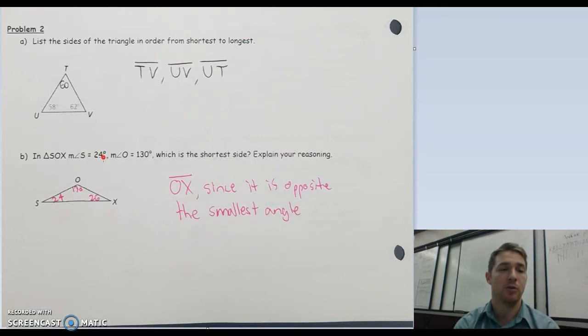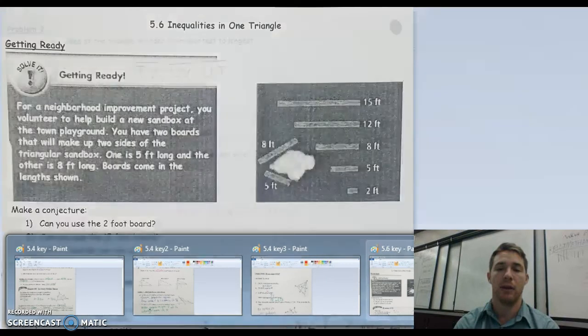If I try that again, same idea. If I'm given two to start with, 24 and 130, I do want to find angle x just to be sure. I want to subtract 180 minus 130 and also minus 24. That leaves us that x should be 26 degrees to finish that triangle. Now if I'm looking for my shortest side, that was important, since the 26 is bigger than 24, for my shortest side I want to look opposite the 24, and that should be side OX. So OX is the shortest side. It's opposite your smallest angle, now that we figured out all three of those angles.